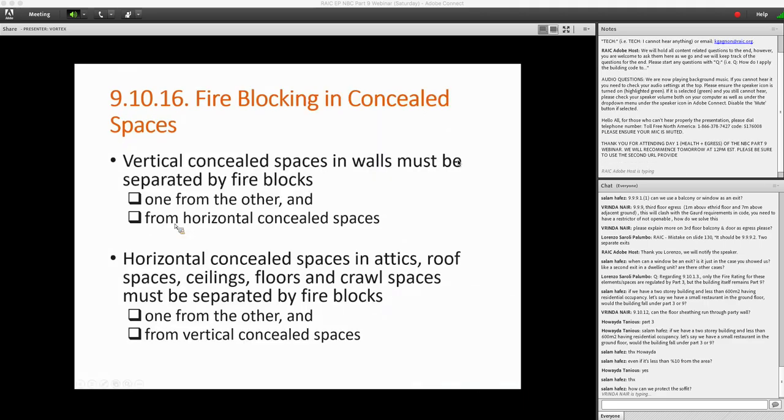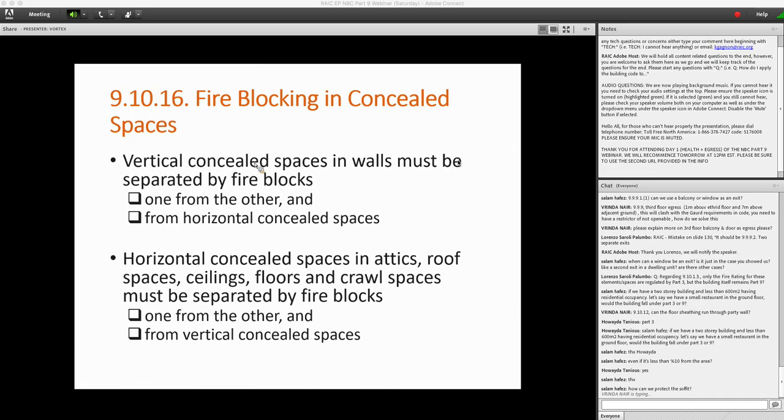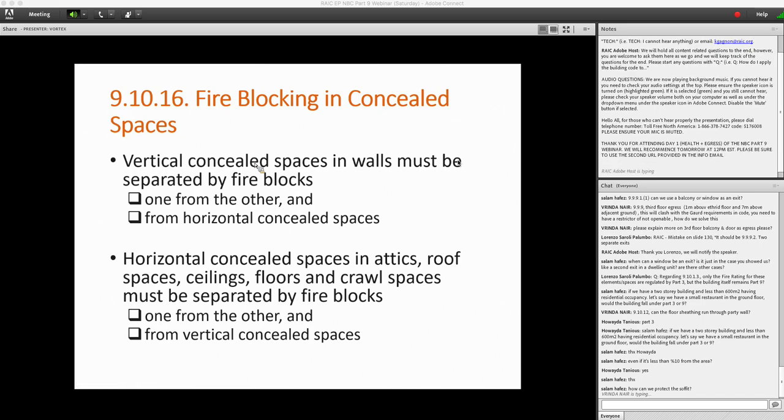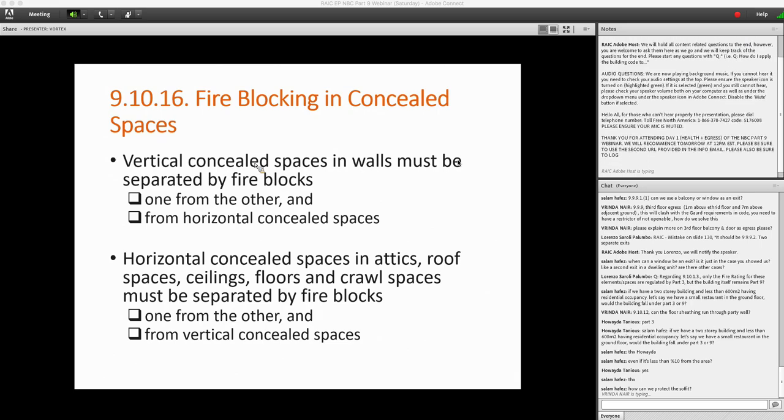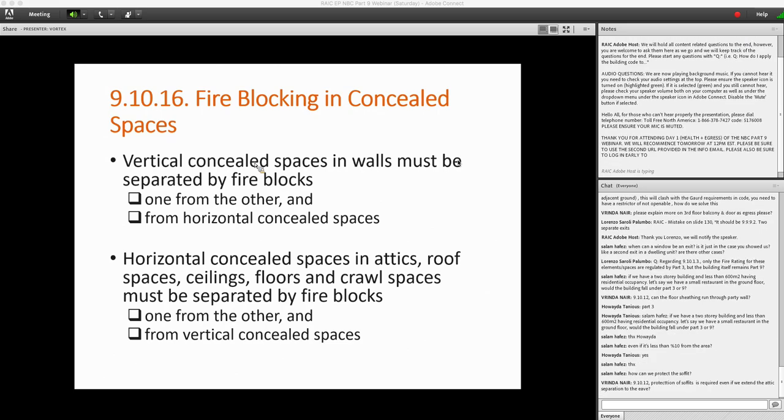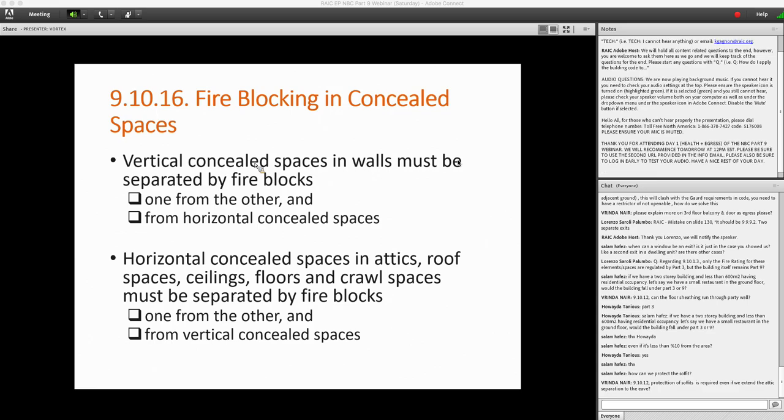So 9.10.16 discusses fire blocking in a vertical service space and also in a horizontal service space. So vertical concealed spaces in walls are required to be separated by fire blocks, one from the other, and from horizontal concealed spaces. And then horizontal concealed spaces in attics, roof spaces, ceilings, floors, and crawl spaces are also to be separated by fire blocks from the other and from a vertical concealed space.